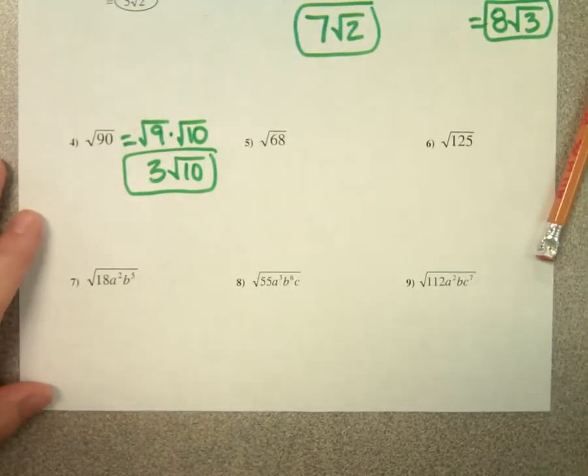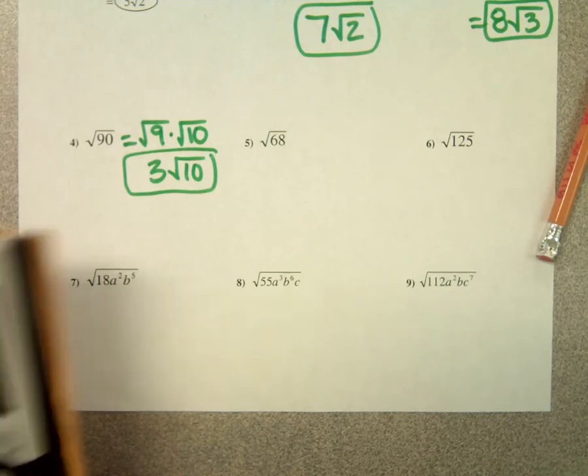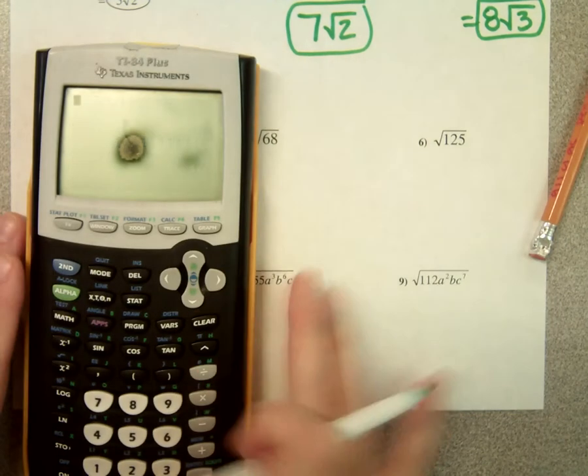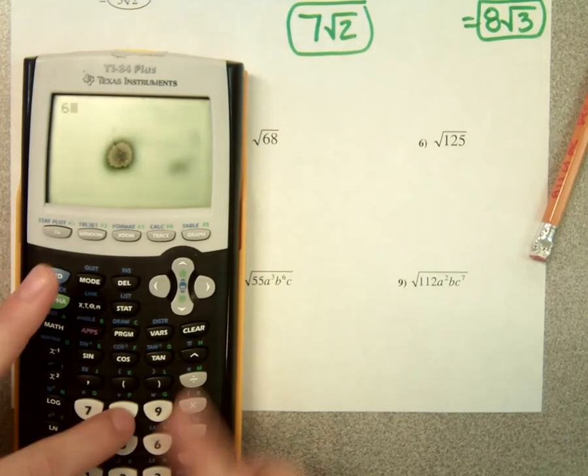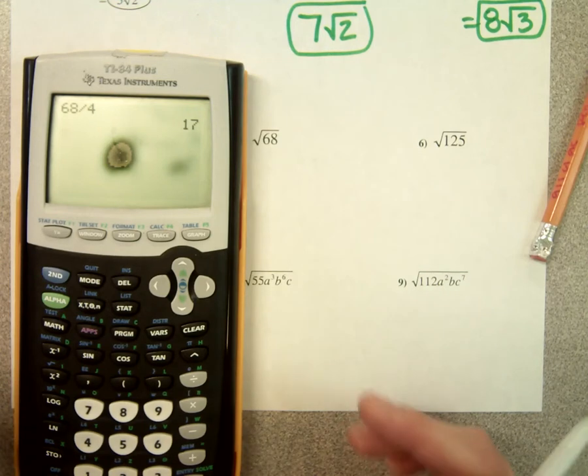Okay, 68. Can anybody think of a perfect square that might go into 68? And if you don't know, let's just try. What's the first one after the 1? 4. Does 4 go in there evenly?